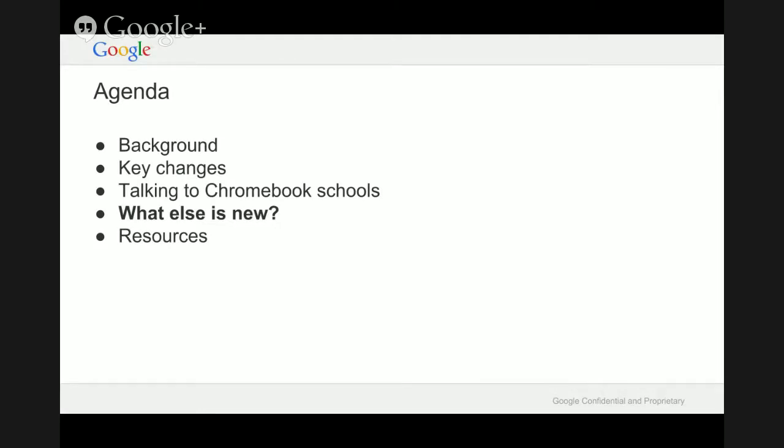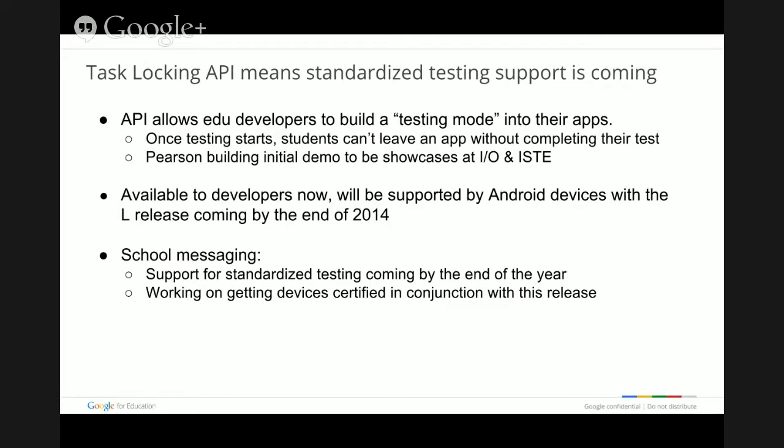So what are some of the other new things that got announced within the last couple of weeks in regards to Google Play for Education? One really exciting thing that we announced to developers at I/O is that we have developed a task locking API for Android devices. So this basically means that the API will allow developers to build out testing mode into their apps. So this will help further the story of being able to use those 10-inch devices as approved testing devices in the coming school years. So this is going to be supported in the next release of Android.